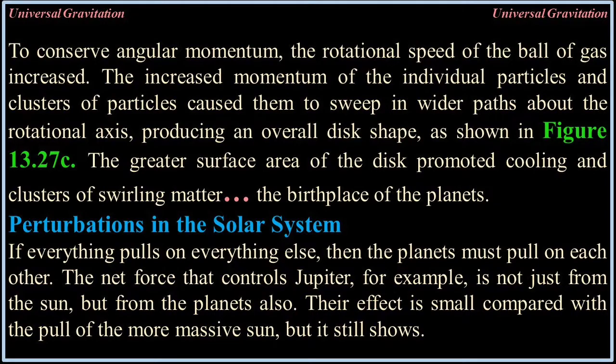Perturbations in the solar system. If everything pulls on everything else, then the planets must pull on each other. The net force that controls Jupiter, for example, is not just from the Sun, but from the other planets also. Their effect is small compared with the pull of the more massive Sun, but it still shows.